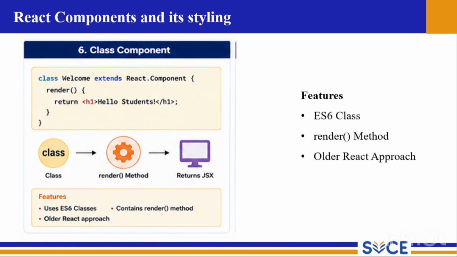Before functional components became popular, React developers mainly used class components to build applications. A class component is based on JavaScript classes. To create one, the class must extend the React.Component class, which provides all the necessary React functions. Whenever React needs to display or update the component, it automatically calls the render method. Whatever JSX is returned by this method becomes the visible user interface.